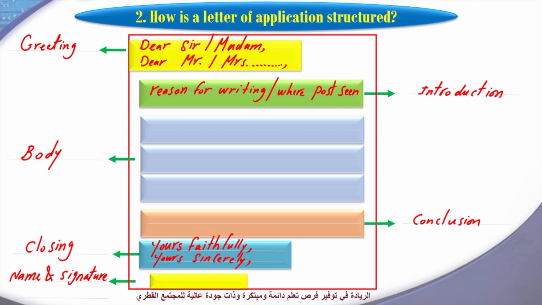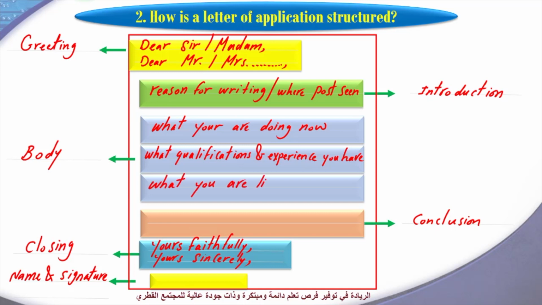Then, in the body, we have 3 paragraphs. In the first one, you have to write what you are doing now. If you are a student, if you are working somewhere, you have to show what you are doing at the moment. In the second paragraph of the body, you have to show what qualifications and experience you have. Then in the third paragraph of the body, you have to write what you are like. What are your personal traits? For example, if you are hardworking, if you are an excellent communicator, if you can work under pressure, and so on.